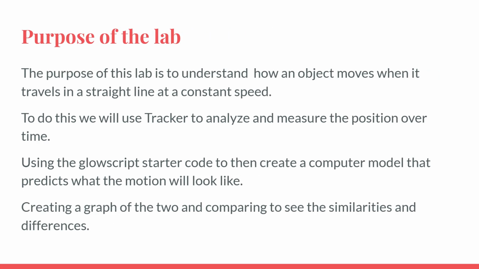So the purpose of this lab is to understand how an object moves when it travels in a straight line at a constant speed. To do this, we will use Tracker to analyze and measure the position over time. Then, using the GlowScript starter code, we will create a computational model that will predict what the motion will look like. Lastly, we will create a graph of the two and compare them to see the similarities and the differences.